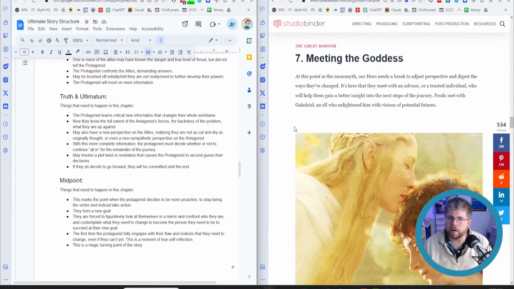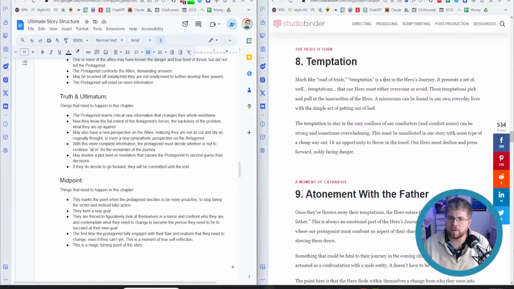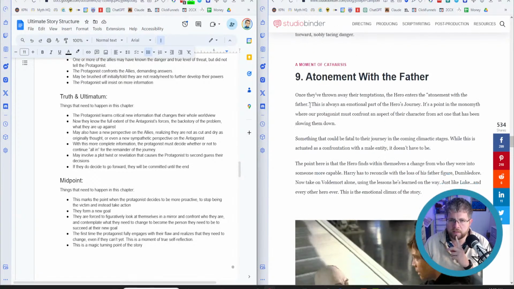Let's read a little bit more here. Much like the road of trials and temptation is the test in the hero's journey, it presents a set of temptations that our hero must either overcome or avoid. These temptations pick and pull at the insecurities of the hero. A microcosm can be found in our own everyday lives with the simple act of getting out of bed. The temptation to stay in the cozy confines of our comforters and comfort zones can be strong and sometimes overwhelming. This must be manifested in our story with some kind of a cheap way out. Okay, that makes sense to me. And then let's read the atonement with the father.